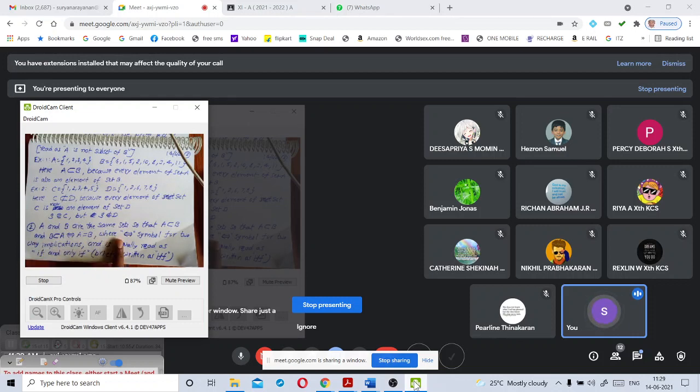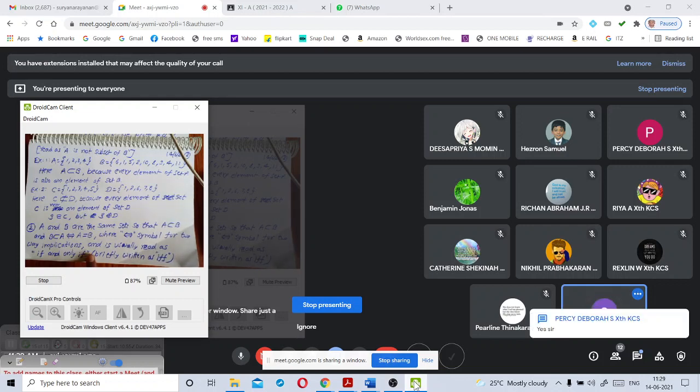Got this second point? Disha, Priya, Samuel, Percy, Benjamin, Rachel, Ria, Catherine, Nikhil, Rexlin, and Mahima.